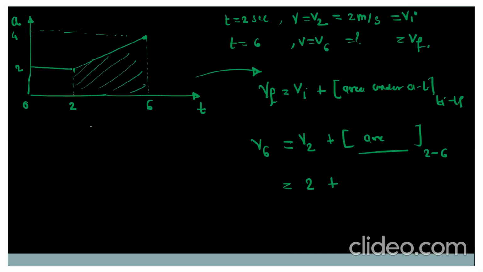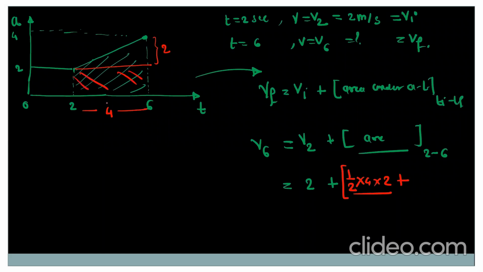So this total area we can divide into two known areas. The first area will be this triangle, and the second area will be the rectangle. For the triangle, the formula is 1 by 2, its base is 6 minus 2, that is equal to 4. And for the triangle, what is the height? It is 4 minus 2, that is equal to 2. So this is the area of the triangle, plus we have to consider the area of this rectangle. For this rectangle, base is 4 and height is 2, so it is 4 into 2.